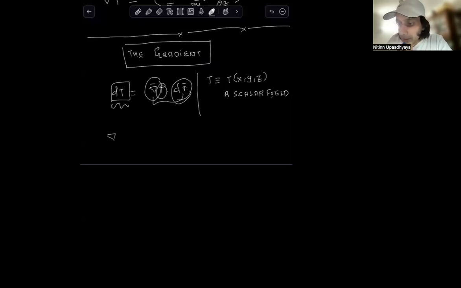Now, this del operator, when it operates on the scalar field, is what we define as the gradient of a scalar field. So this constitutes the first example of a higher dimensional derivative which we have been building our way up to so far, which is the gradient of a scalar field.